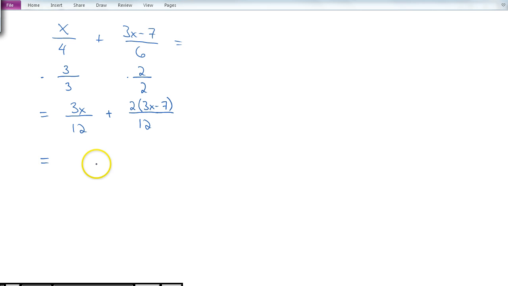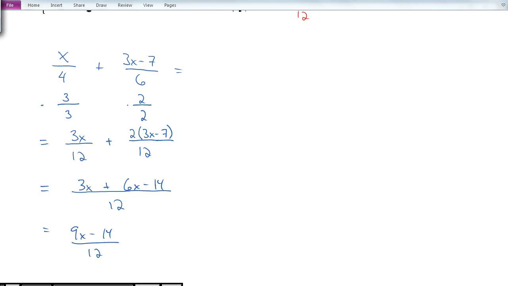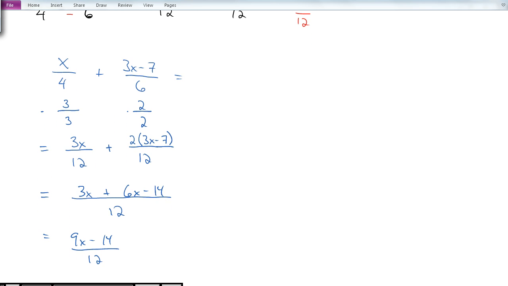So 3x over 12, a lot of kids reduce that to x over 4, forgetting the fact that they want the denominator to be 12, because that was the whole point of making a common denominator. So I can now call this 3x, and I can call this 6x minus 14. And here I get 9x minus 14 over 12. Okay, so that's a good example where we have to use a common denominator for rational expressions.